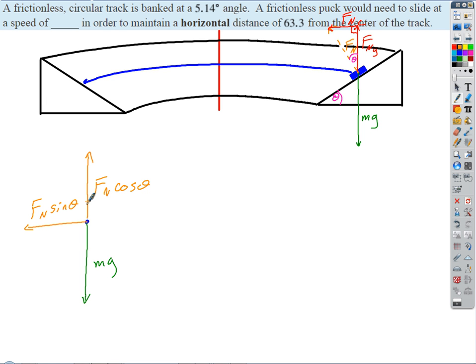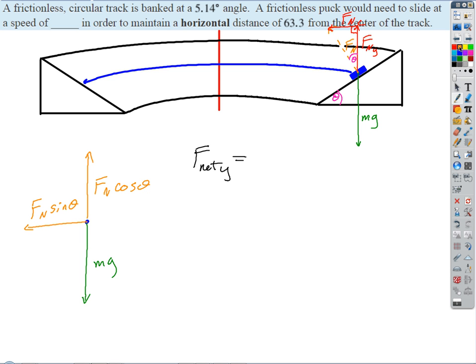And so just like we always do, now we can set up our equations of motion, right? We're going to break this up into an equation that describes the vertical forces and an equation that describes the centripetal forces. So vertically, the y component of net force equals what? What are the components or vectors that add up vertically?